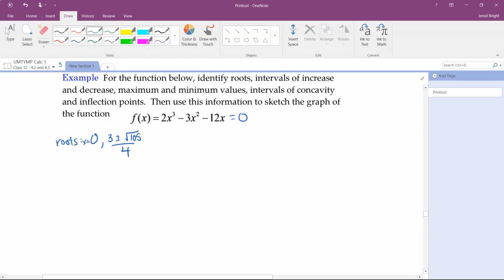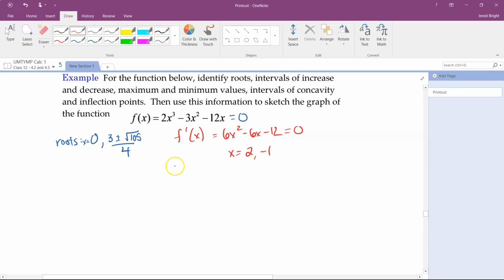Okay, intervals of increase and decrease. Well, I know how to do that now. That's looking at the derivative, and so that's 6x squared minus 6x minus 12, right? To do that, it was easiest for me to find where it was 0 first and make a sign chart from there. So again, you can factor this, and we ended up finding that x is positive 2 and negative 1.